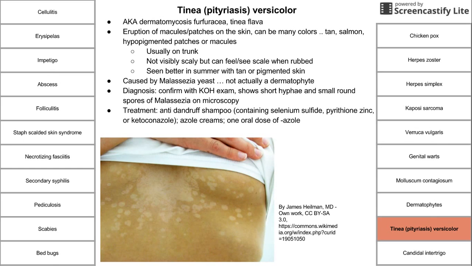Treatment for tinea versicolor is anti-dandruff shampoo, azole creams, or one oral dose of an azole. Scaling stops quickly, and you clear the infection pretty quickly, but the repigmentation of the skin might take a bit longer.